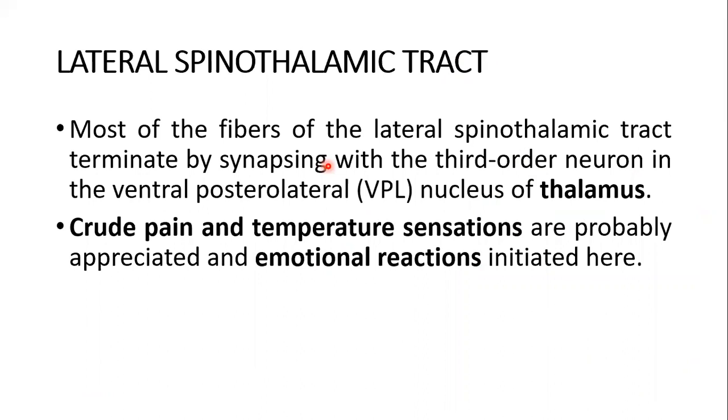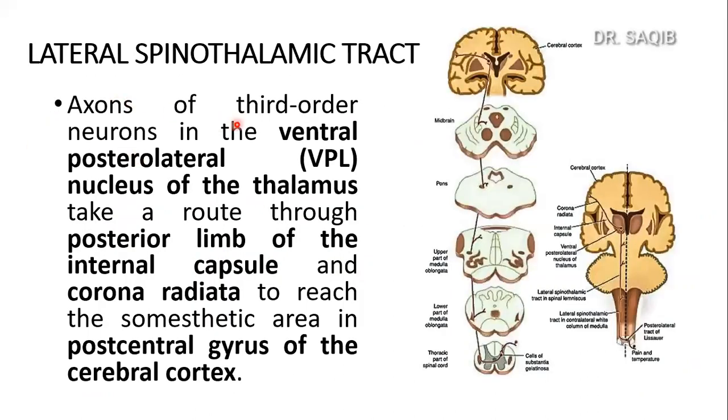So most of the fibers of the lateral spinothalamic tract terminate by synapsing with the third order neuron in the ventral posterolateral (VPL) nucleus of the thalamus. Crude pain and temperature sensations are probably appreciated and emotional reactions initiated here. Axons of the third order neurons in the VPL nucleus of the thalamus take a route through the posterior limb of the internal capsule and the corona radiata to reach the somesthetic area in the postcentral gyrus of the cerebral cortex. So what is that somesthetic area?